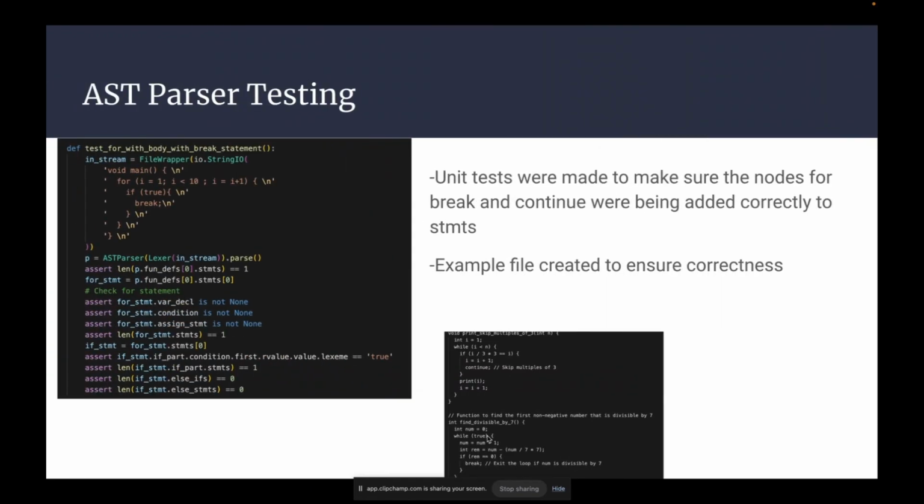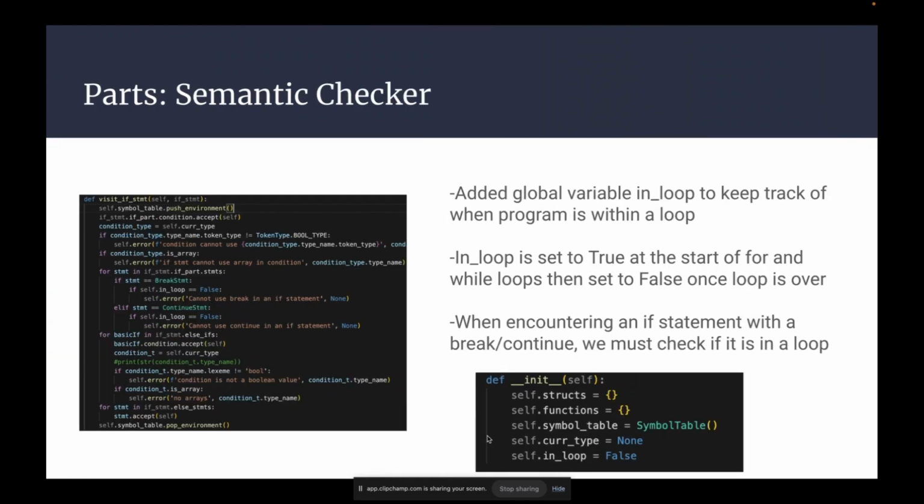Those pass, and then onto the semantic checker. What I did in the semantic checker is I added a global variable called in loop, and initially in loop is set to false. The program will keep track of what in loop is set to throughout, and it will change. So in loop is set to true if you're in a loop. At the beginning of a for loop or a while loop, in loop will be set to true, and then at the end of the for loop or the while loop, it'll be set again to false.